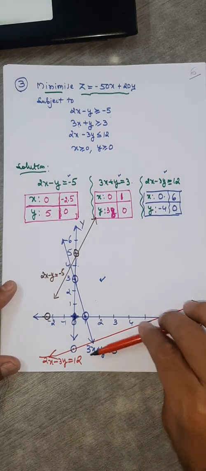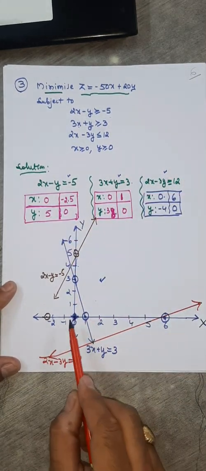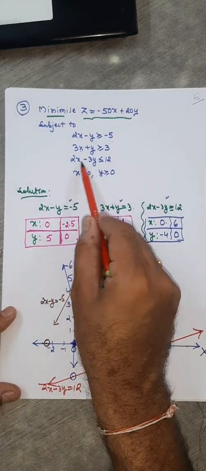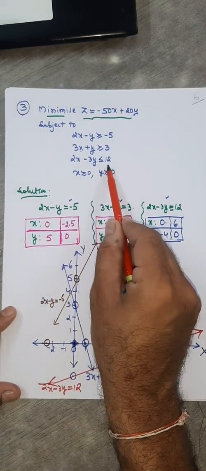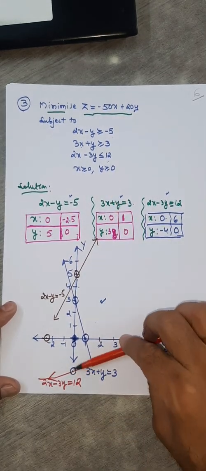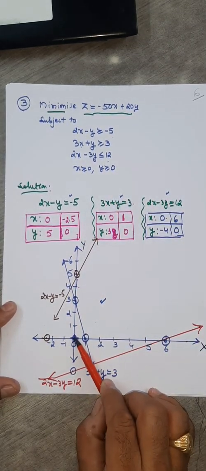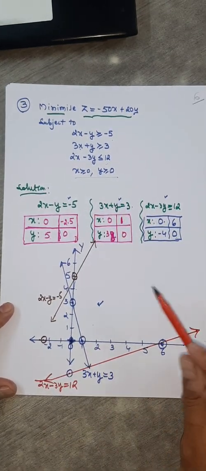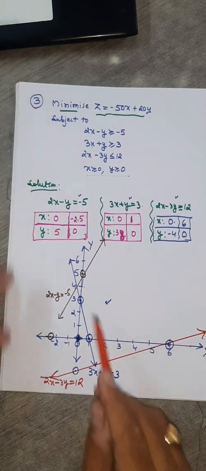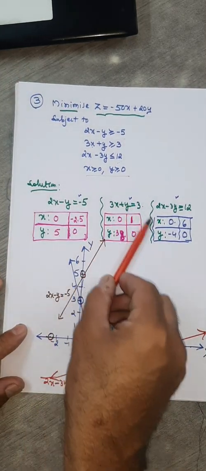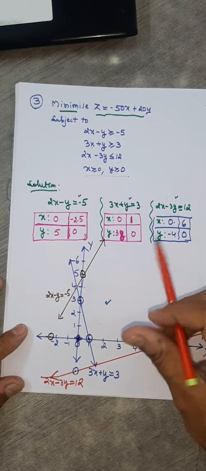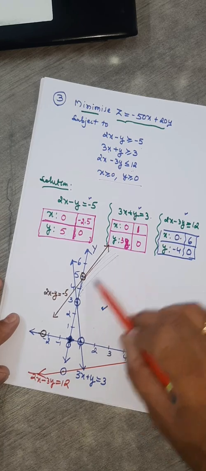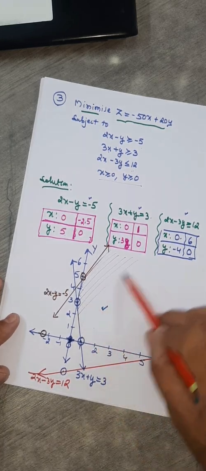Now either the region will be this or this. So check whether the origin satisfies or not. So what about 0, 0? 0 minus 0 less than or equal to 12. Yes, it satisfies. That means the region containing 0, 0, that is this region. But we want the first quadrant only, remember. So this portion. So finally, these two lines were saying this region, and this line saying this region. So this is your region. Remember, this is your feasible region, this one.